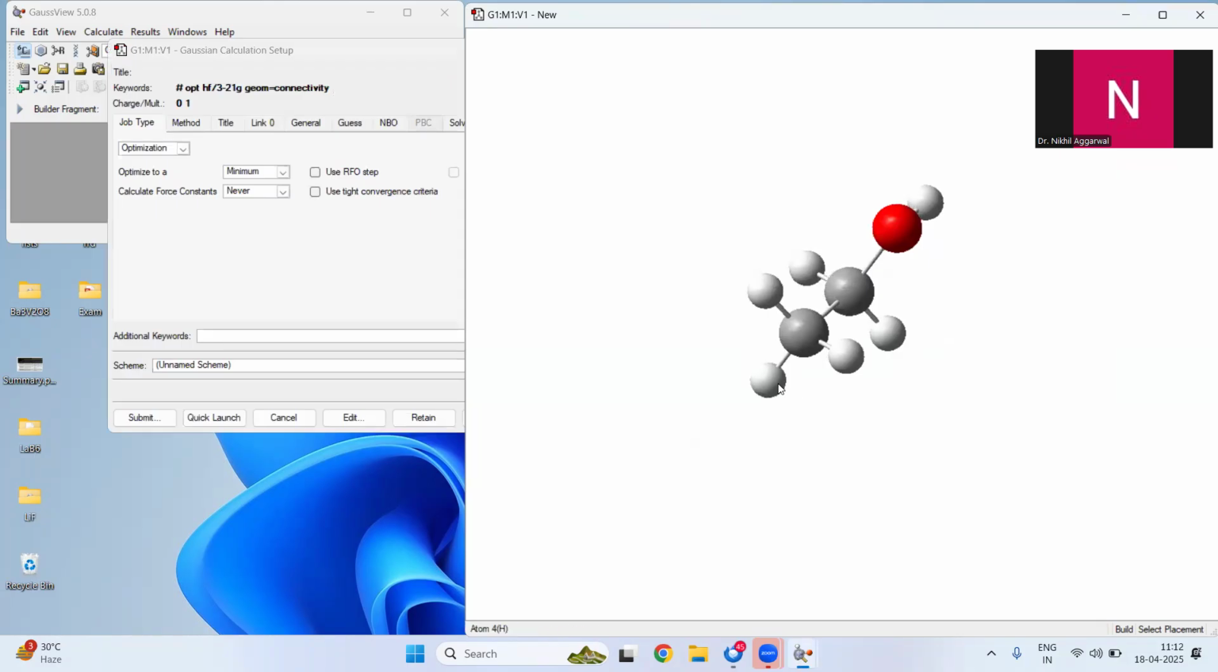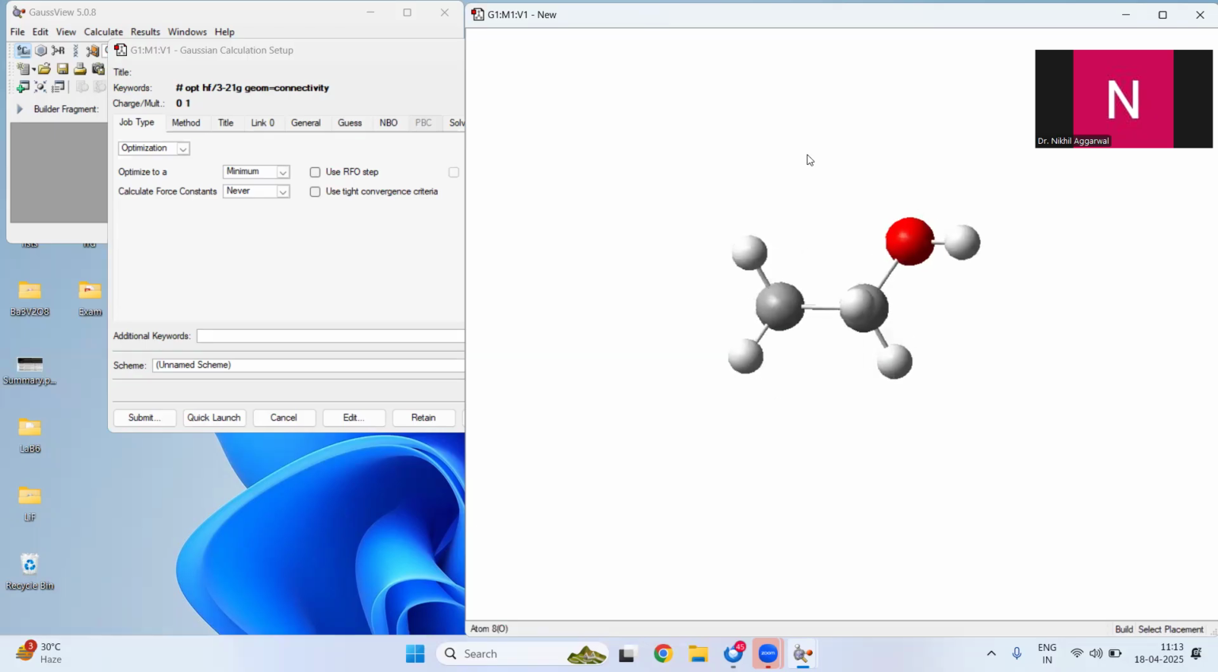Each will have some atomic coordinates in the xyz directions. What will the software do? It will simply apply the Schrodinger equation, which is E psi is equal to H psi, and will evaluate the energy and the forces acting on all the atoms. Now let us say that after the force calculation, the software finds that there is a net force acting on the oxygen, like in this arrow. So what will the software do?